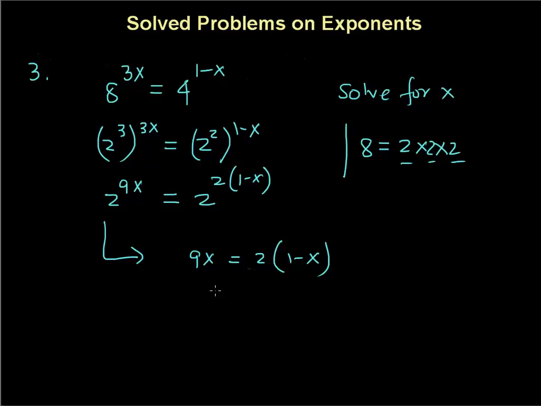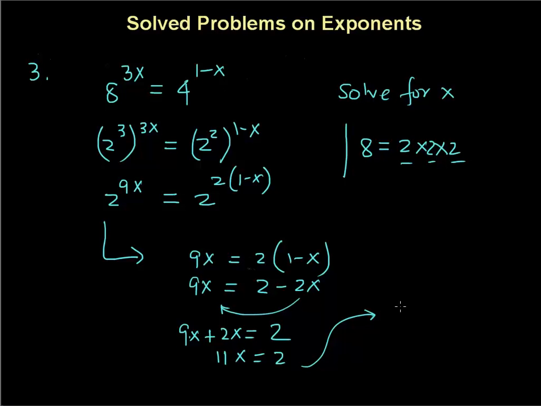Further we can solve it. So 9x is equal to 2 minus 2x, and then this 2x can be transferred to this side, so that becomes 9x plus 2x equal to 2, and that is 11x equal to 2. So from this we get x equal to 2 upon 11, and that's the final answer.